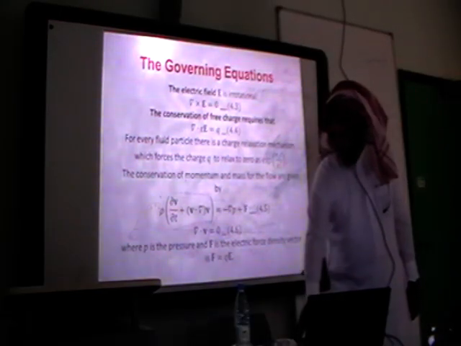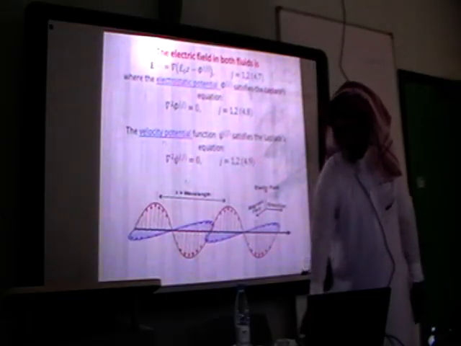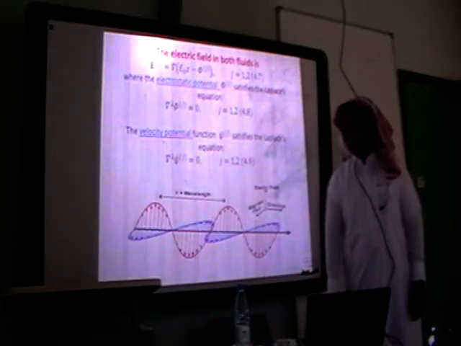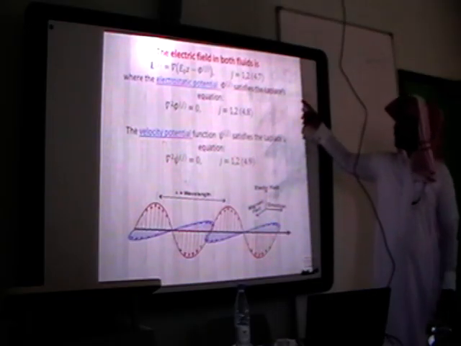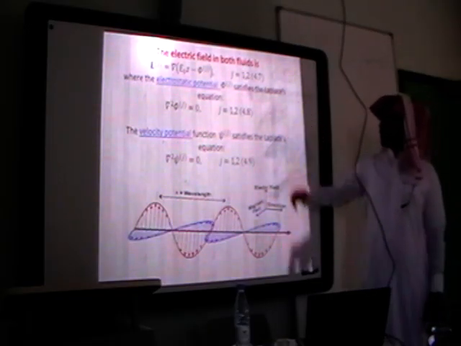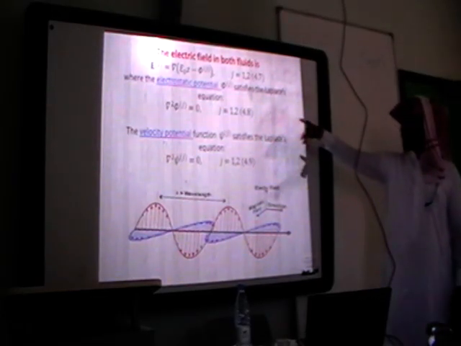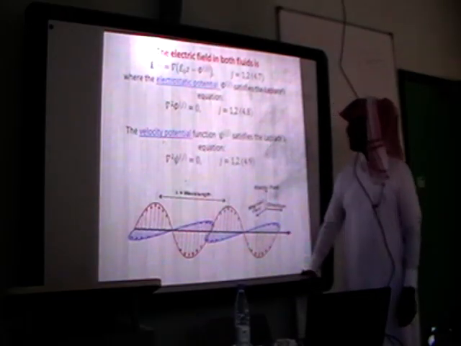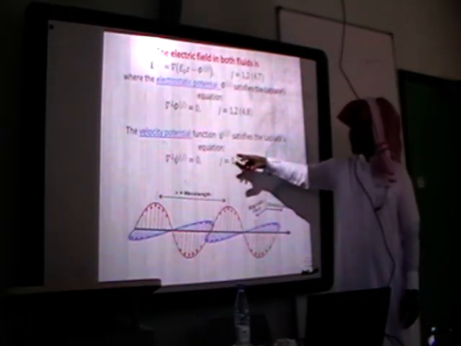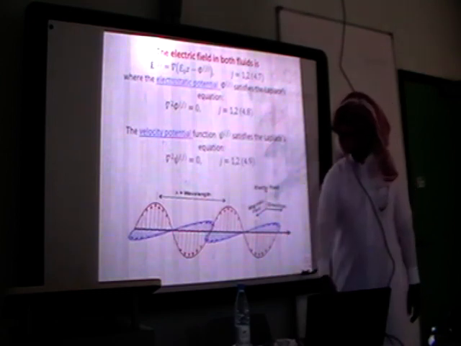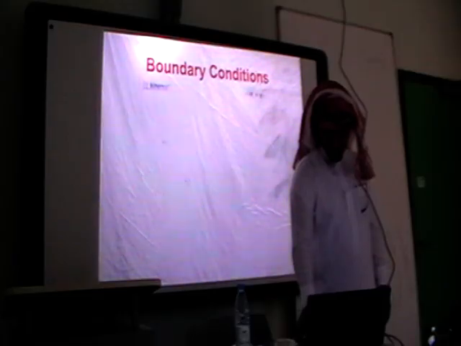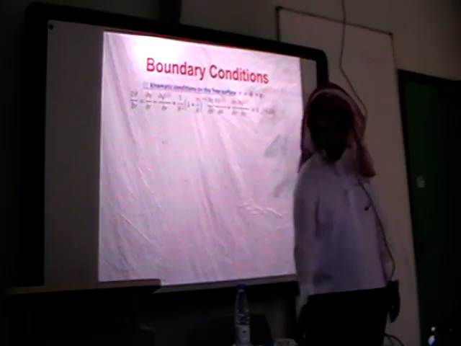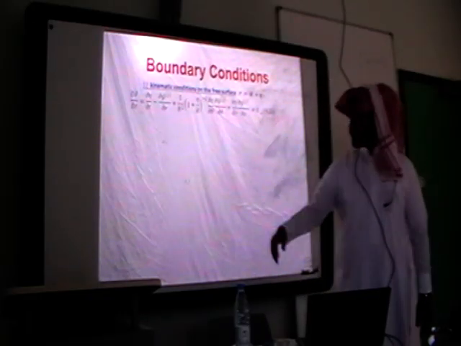The electric field in both fluids is such that the electrostatic potential satisfies the Laplace equation, and the velocity potential also satisfies the Laplace equation. Boundary conditions: the kinematic condition on the free surface is equation 4.10.